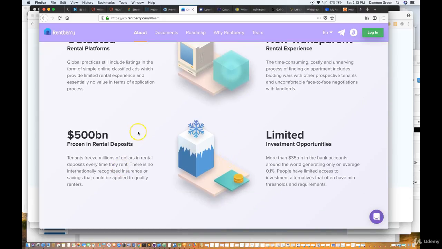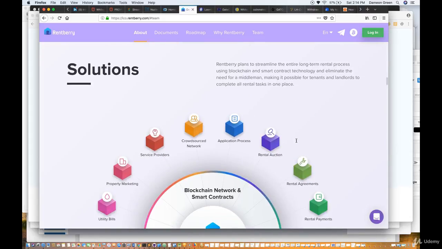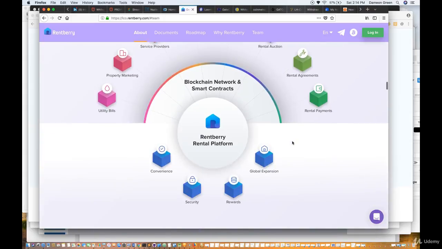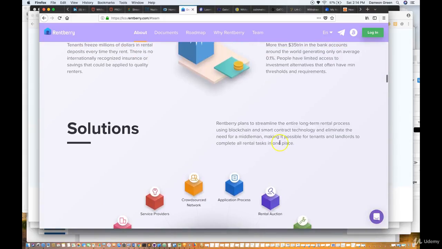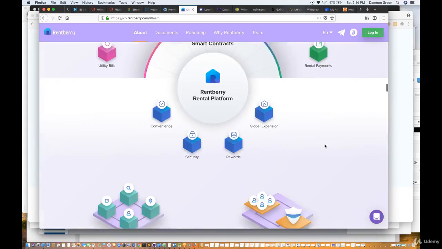Then we got frozen rental deposits, right? That's a good problem too, because you have misuse of rental deposits. Smart contracts could help out with that. Limited investment opportunities, right? And then they go right into the solutions here. So you have a big diagram that kind of networks out the solution, global expansion. RentBerry plans to streamline the entire rental process using blockchain and smart contract technology, eliminating the need for a middleman, making it possible for tenants and landlords to complete all rental tasks in one place. So perfect, right? This is another great example.